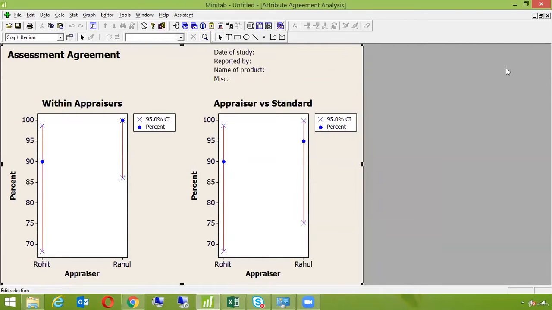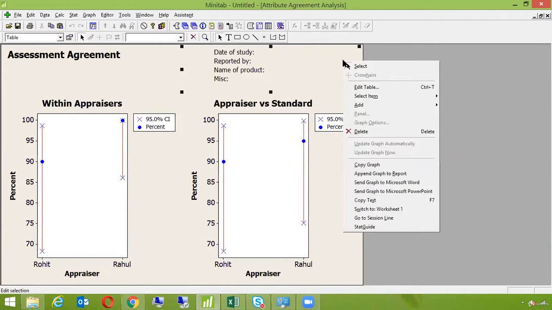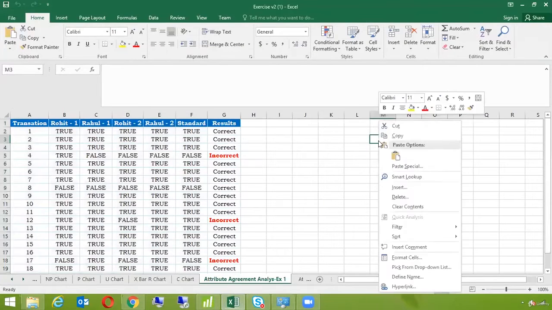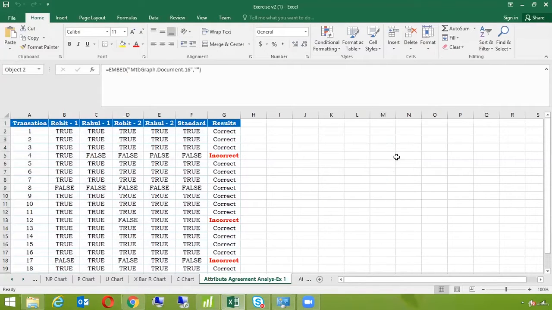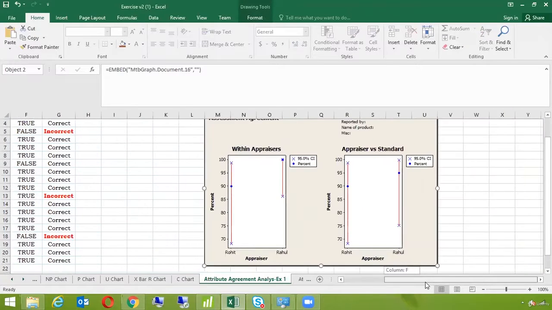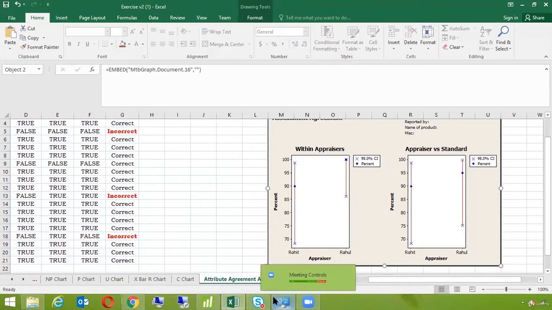You can just right click anywhere, and copy graph if you want to put it in your presentation. Just paste it here. So you will have the same graph here. So we can copy paste all the graphs from there.